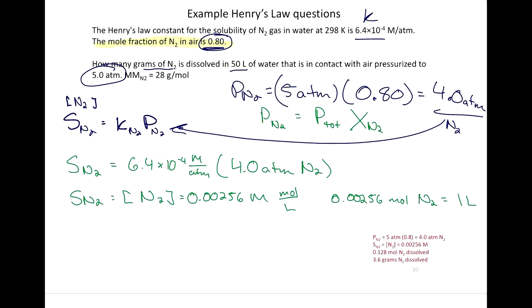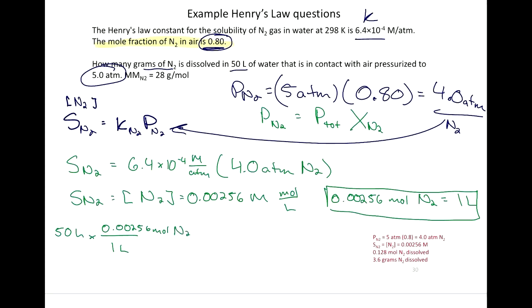So now it's a little bit of dimensional analysis. We have 50 liters of solution. Now I'm going to use that molarity that I just calculated as a conversion factor: for every 1 liter, there's 0.00256 moles of nitrogen. So yes, we are multiplying by molarity, but if you look at the units, you'll see how it works. If we plug this into our calculator, we will get moles of nitrogen, but we don't want that. We want grams. So how do we convert from moles to grams?